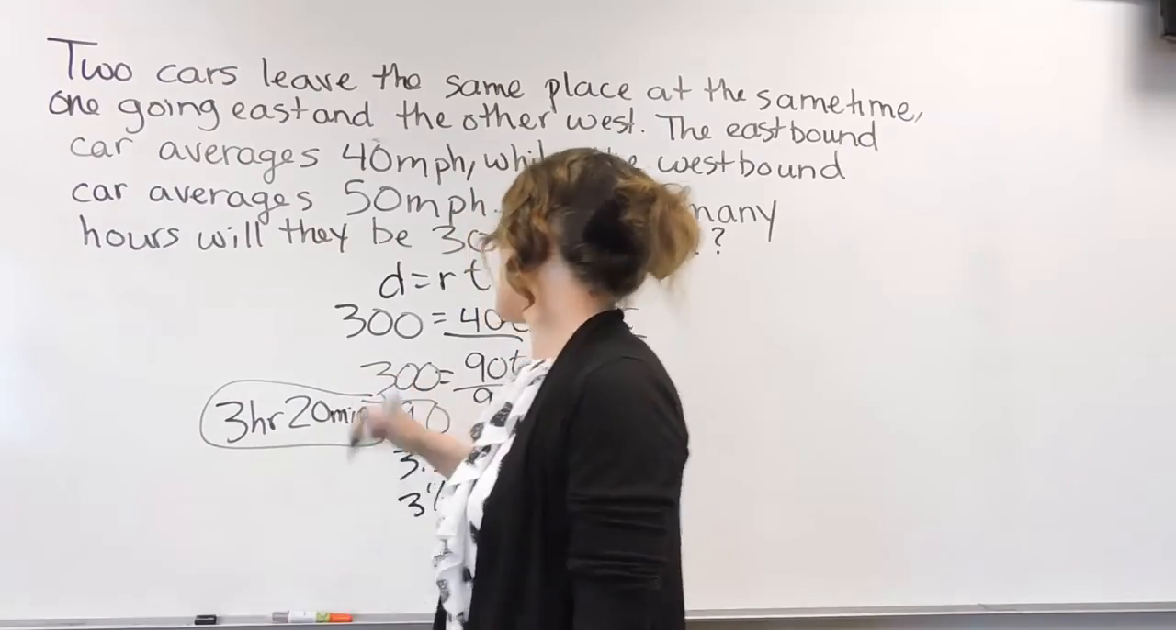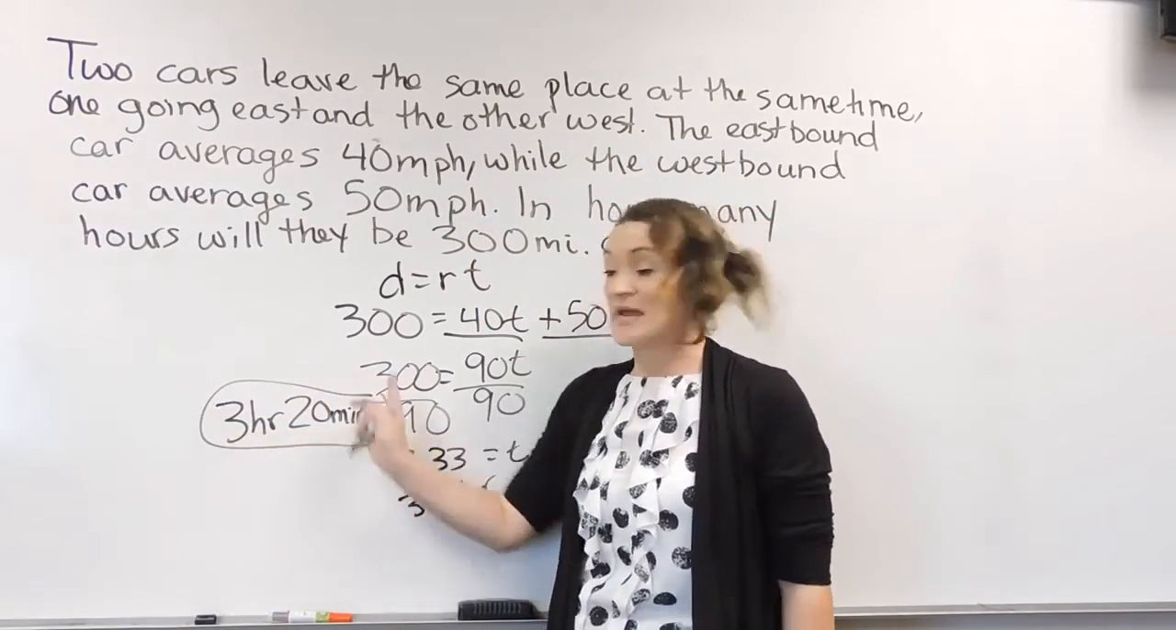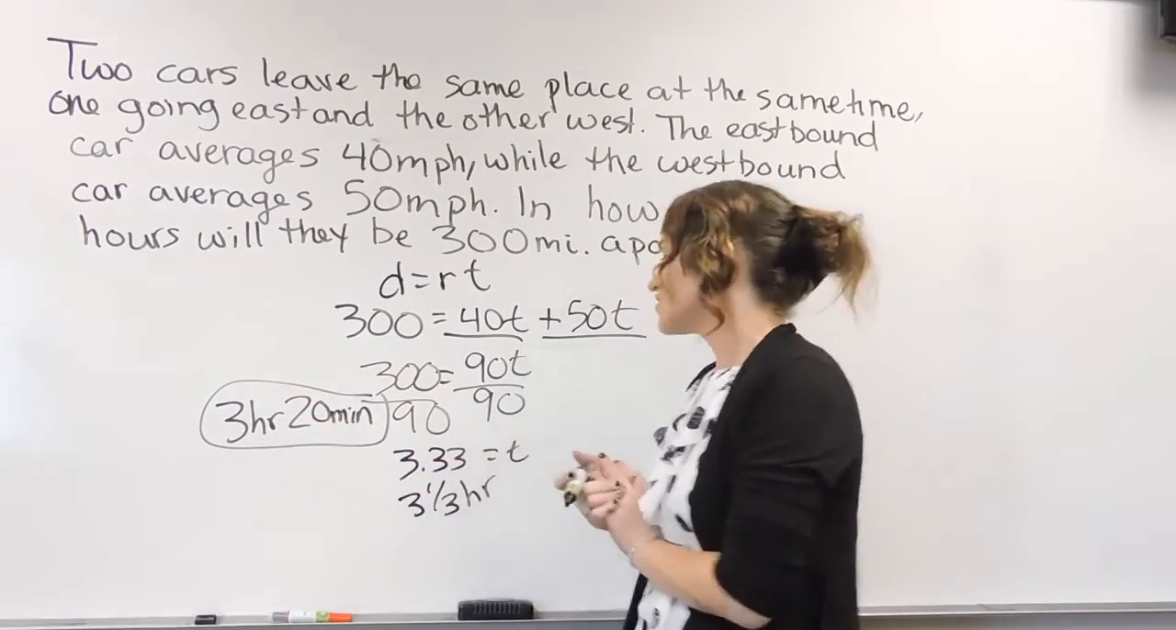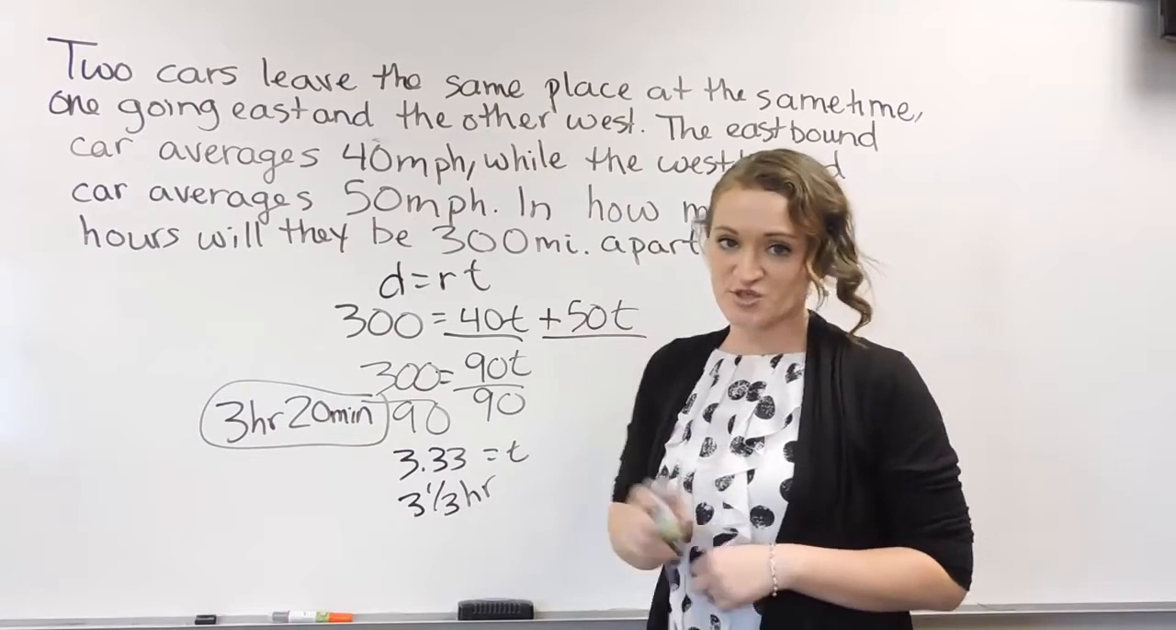Depending on how your answer needs to be stated, whether it's a decimal, a mixed number, or actual hours and minutes, 3 1/3 hours is how long it took them to get 300 miles apart.